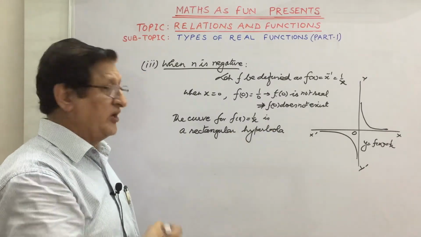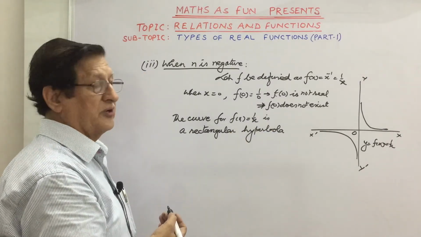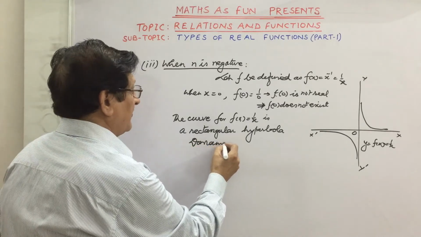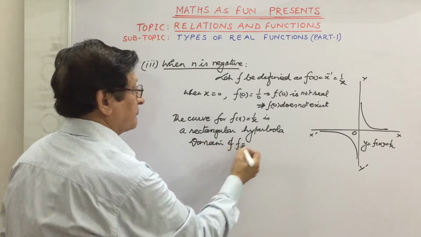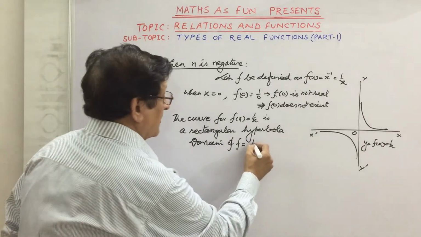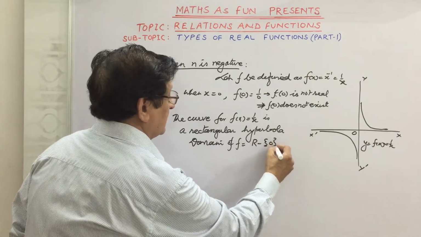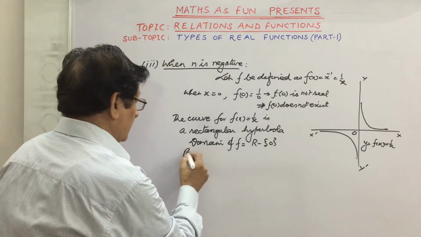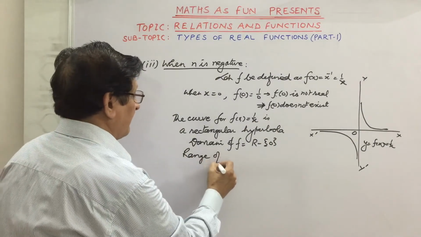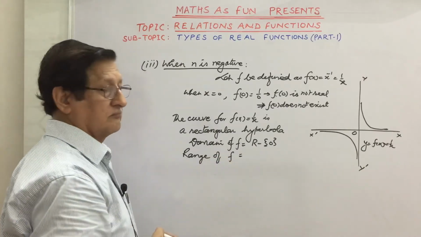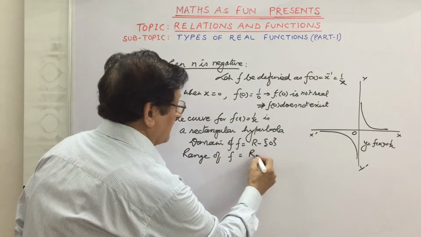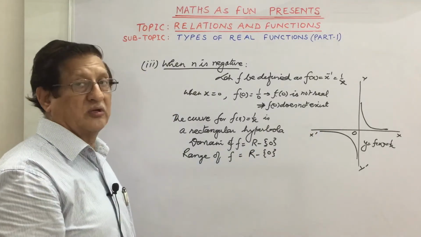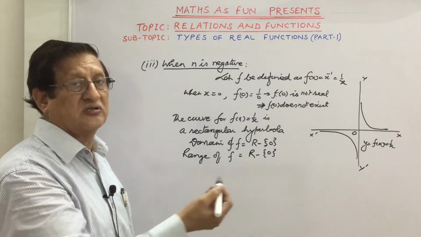When we talk about its domain and range, the domain of f here is R minus 0. Why? Because at 0 the function does not exist. Similarly, when we talk about the range of f, again this is R minus 0 only, because we don't have any point at which the image is 0.